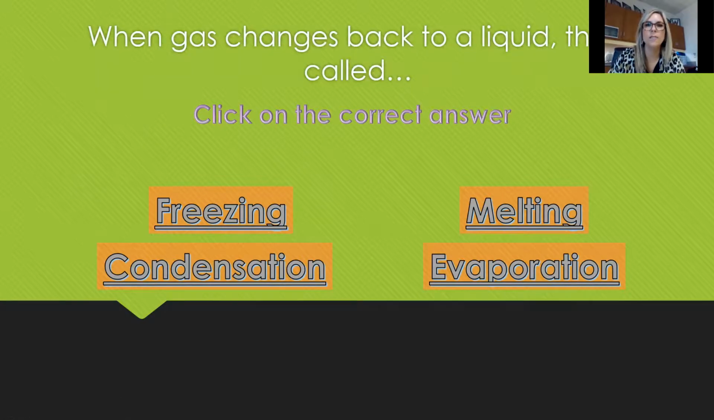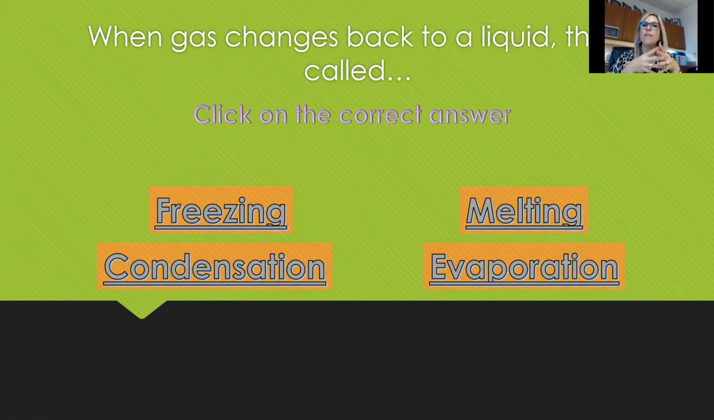When gas changes back to a liquid, this is called, okay, so we have water vapor in the air. It's still up there. Even though we can't see it, it is a vapor in the air, it's a gas. And now it's going to change back to a liquid. What would this be called? Freezing, melting, condensation, or evaporation? Condensation. When a gas turns back to a liquid, it's condensation.